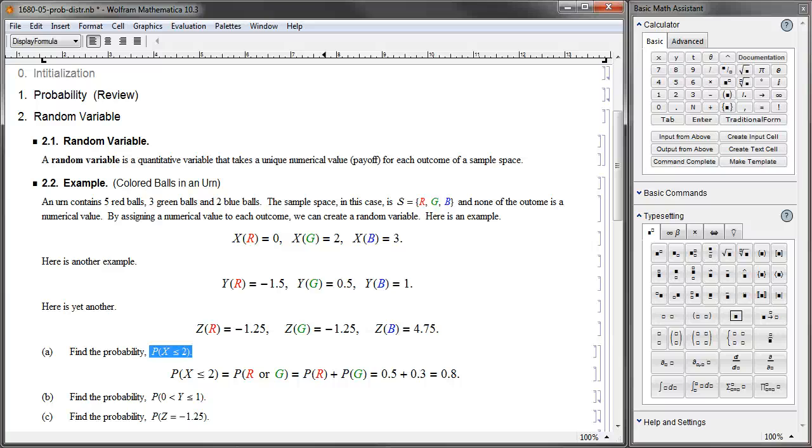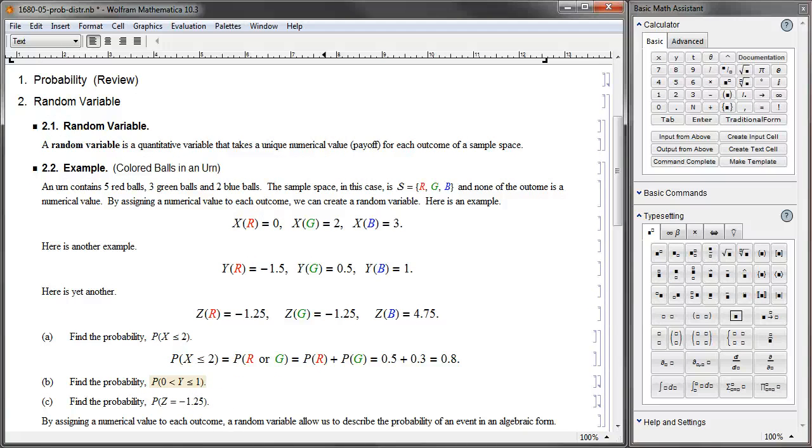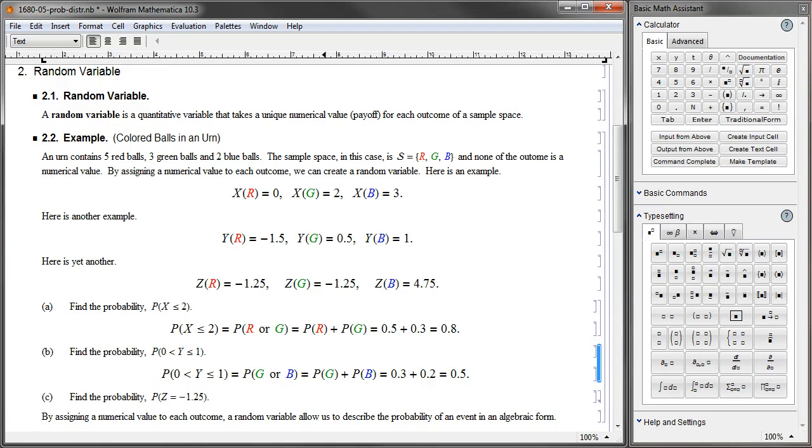Let's do this one more time so that you can have a little bit better understanding. How about the next probability? The probability that the random variable Y takes a value strictly greater than 0 but less than or equal to 1. Greater than 0, okay, 0.5 is greater than 0, and less than or equal to 1, so 1 is included. So you have to add up these two probabilities. Green and blue add up to 0.5.